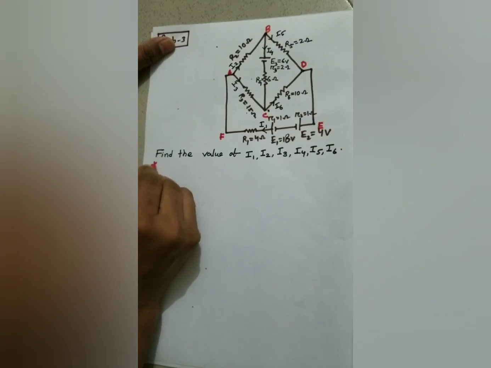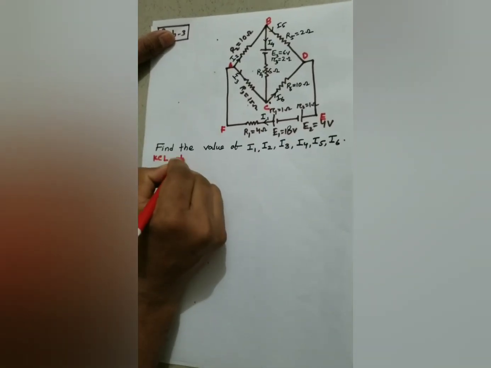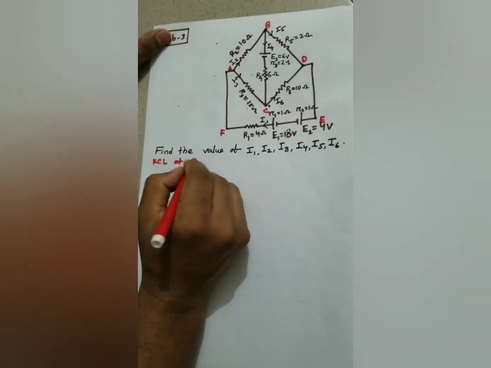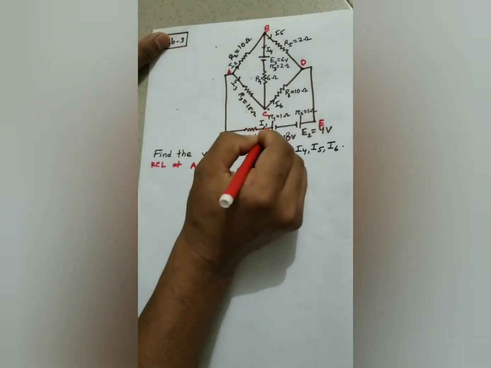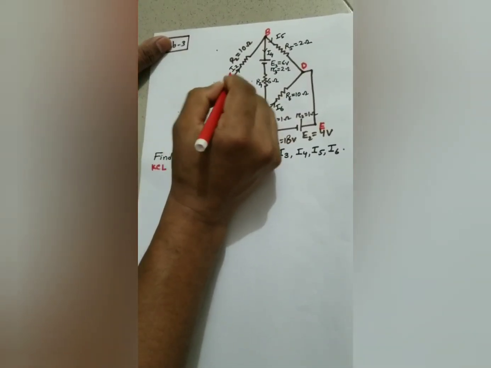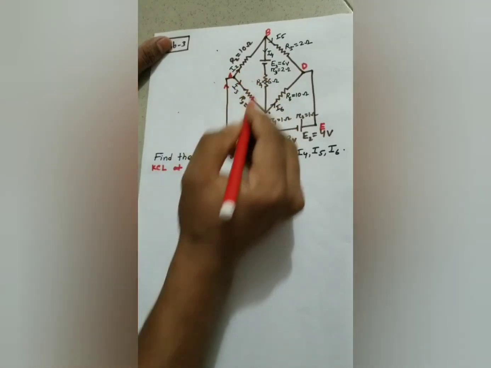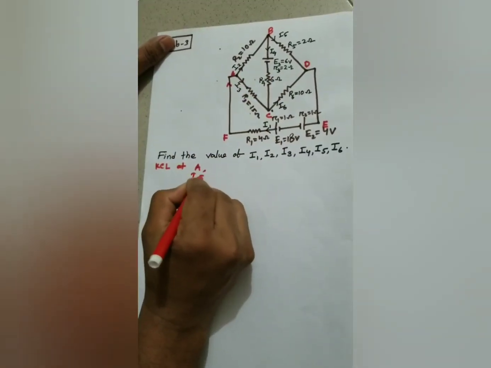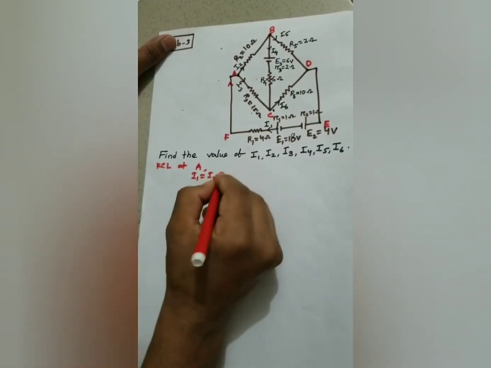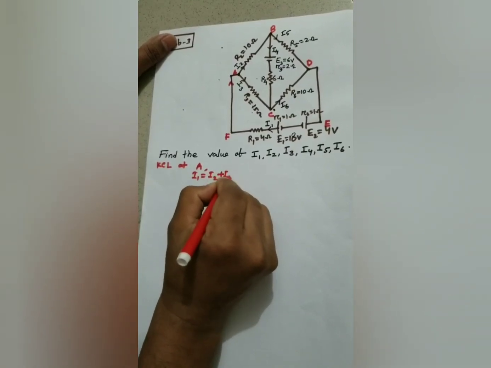So KCL at A. Here is I1. I1 is split into I2 and I3. So I1 equals I2 plus I3.